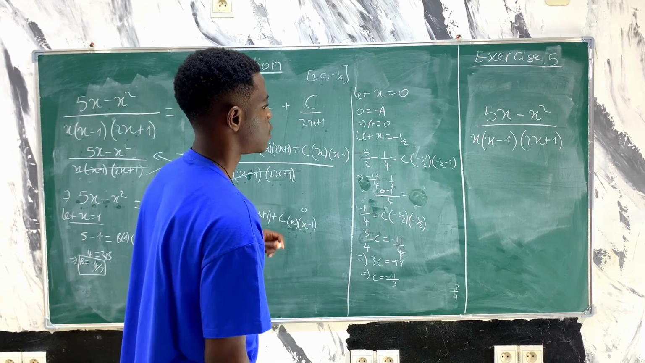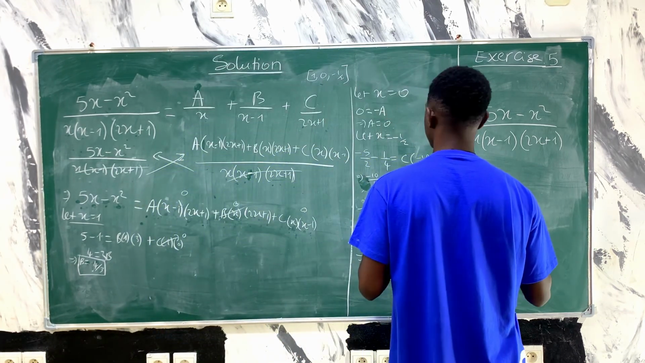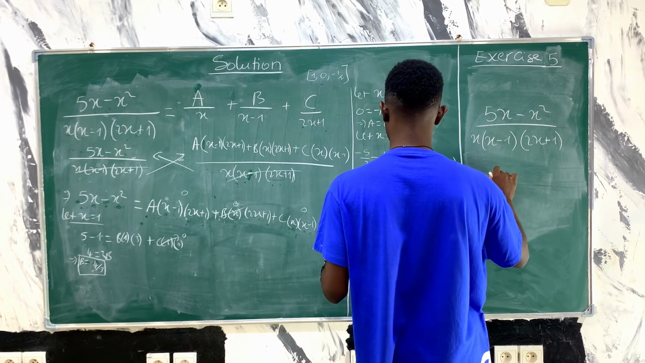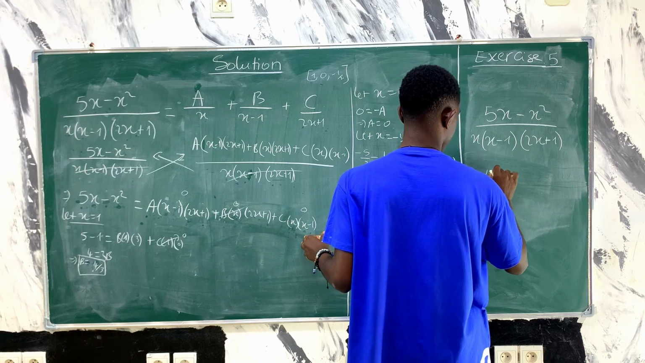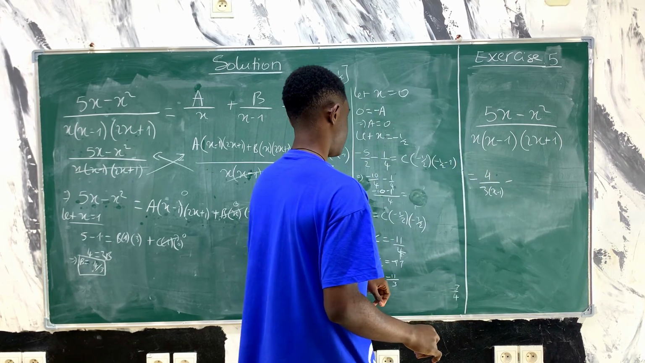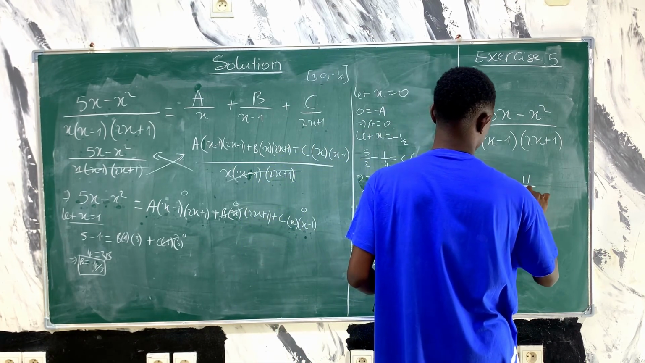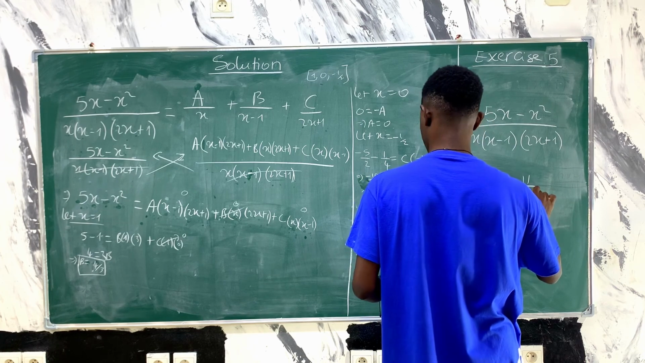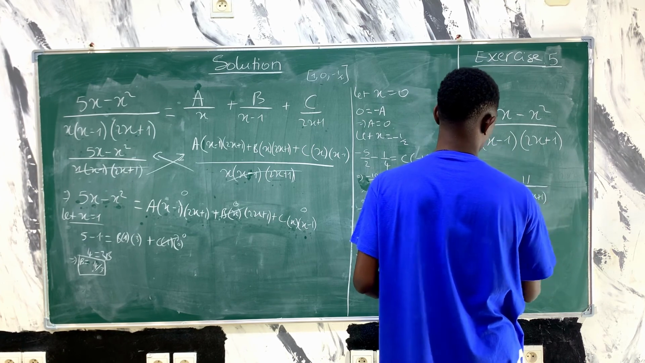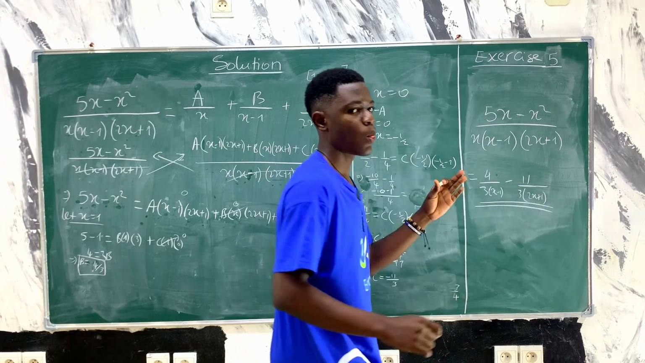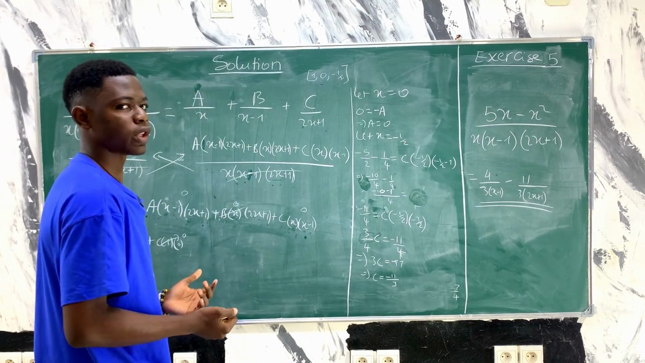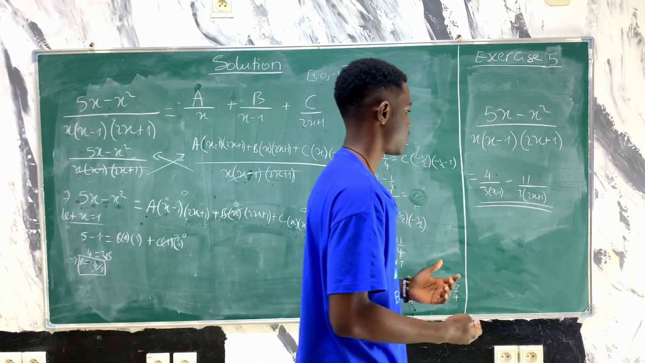So we've had a, b, and c. So our final answer, we are going to just plug it in. So a is 0, b is 4 on 3 over x minus 1, c is minus 11 on 3 over 2x plus 1. And that is it. So you can see this one was not that much more difficult than the other ones.